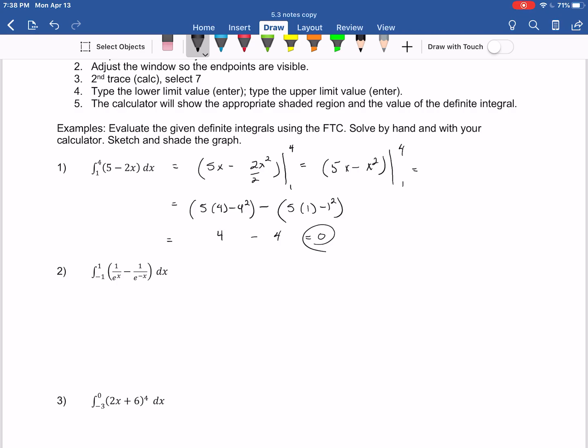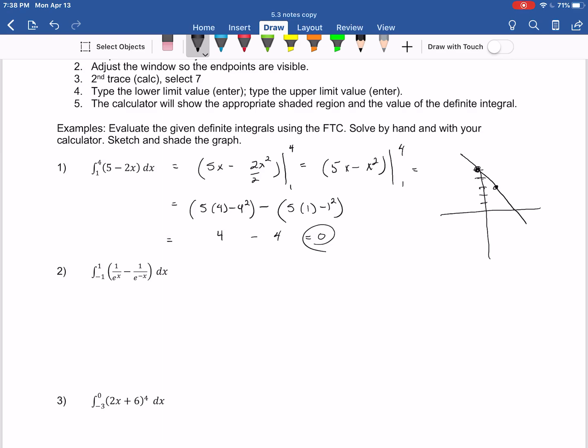Now think about what a sketch of this graph might look like. It's just a straight line. It's 5 minus 2x. It's a linear function. Crosses the y-axis up here at 5. And then it goes down at a rate of 2 units down for every 1 unit across. That's the slope, 5 over, negative, what did I say? Down 2 over 1. So the slope is negative 2.